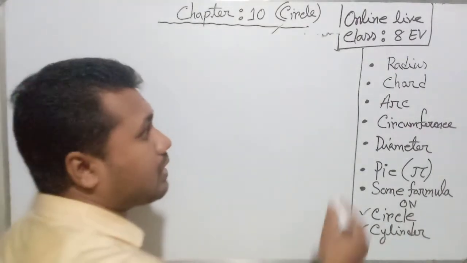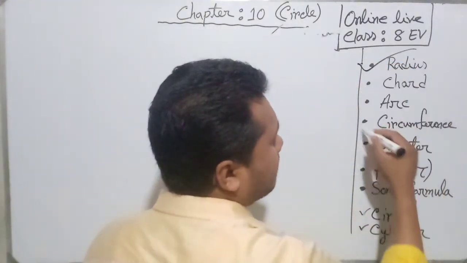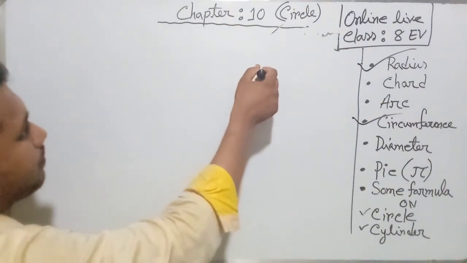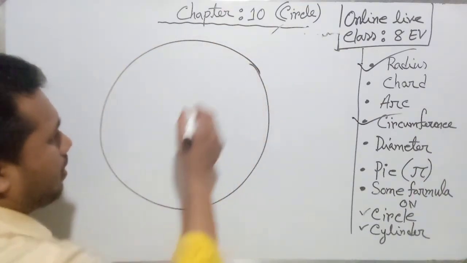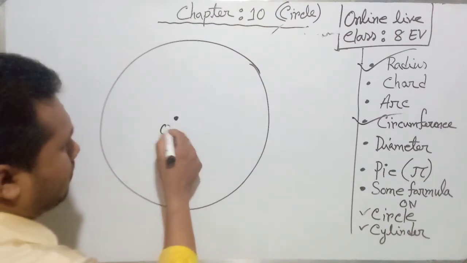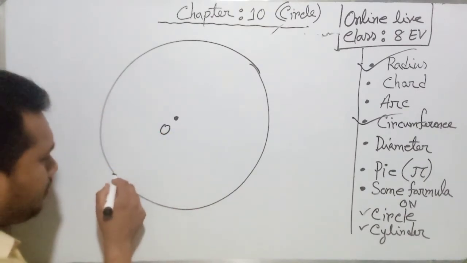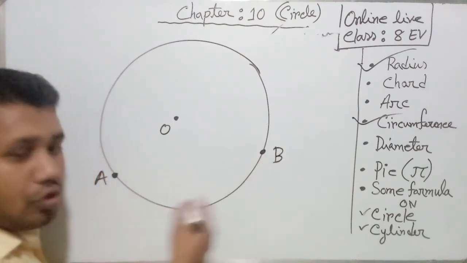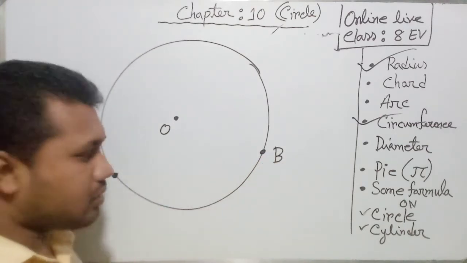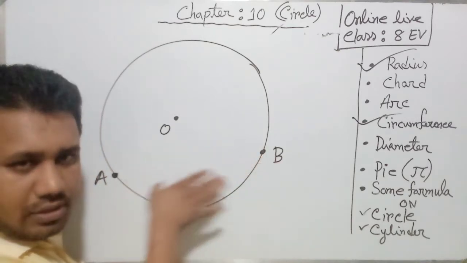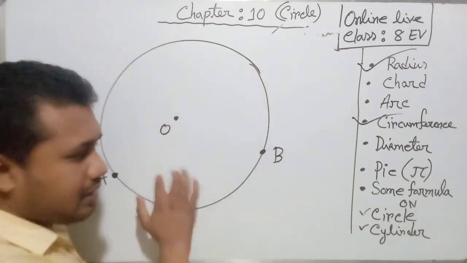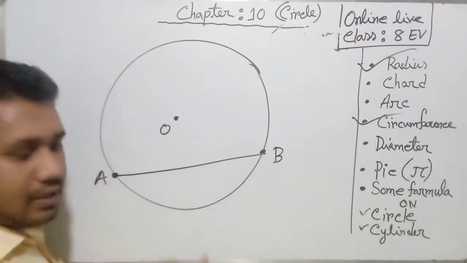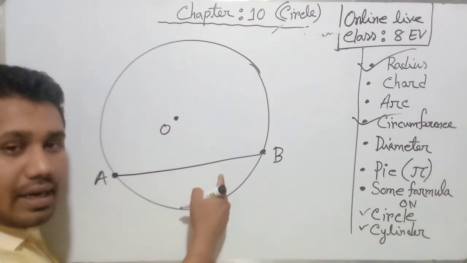So we know what is the radius and what is the circumference. Now look, suppose this is a point A and this is another point B. So A and B are 2 points on the circle, or you can say on the circumference. Now if we join these 2 points, we get a line segment.